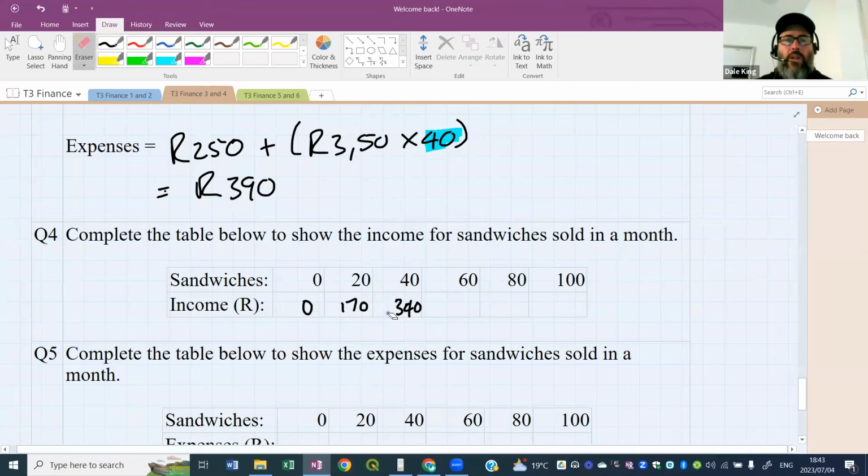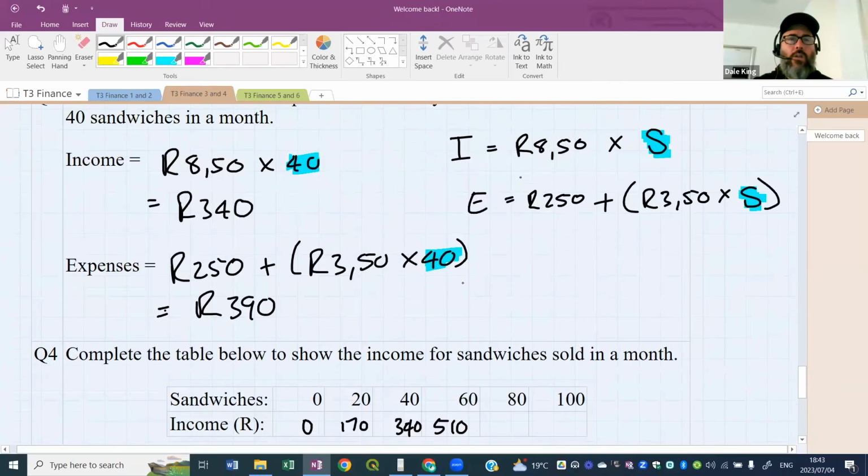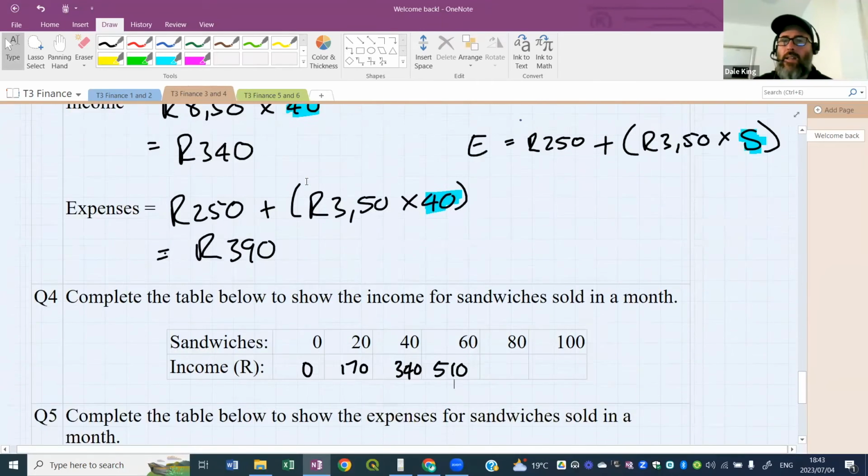Good. All right, I'm going to just leave the rand signs off. We've done 20 sandwiches, we've done 40 sandwiches, 60 sandwiches, and now 80. Now, Katlego is just changing, all she's doing is going to the equation like the one above here and changing that 40 for a 60 or an 80. It's very easy.